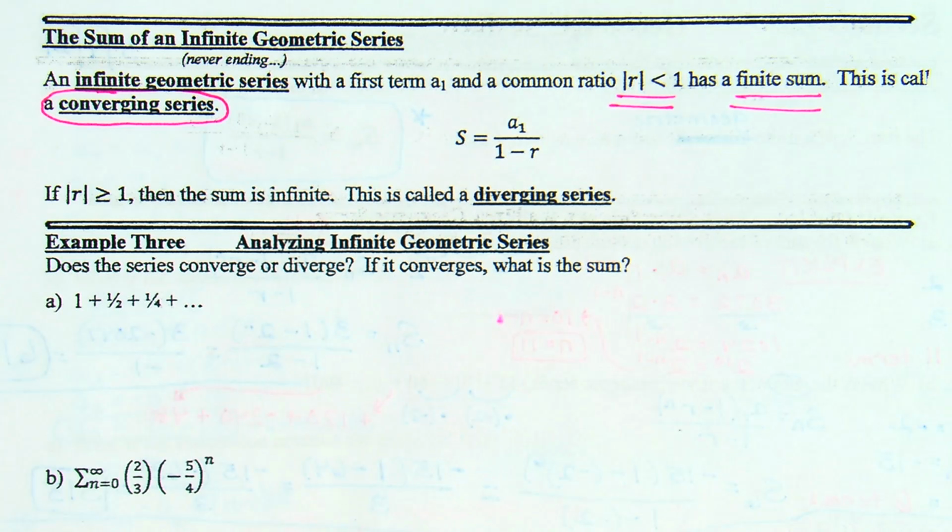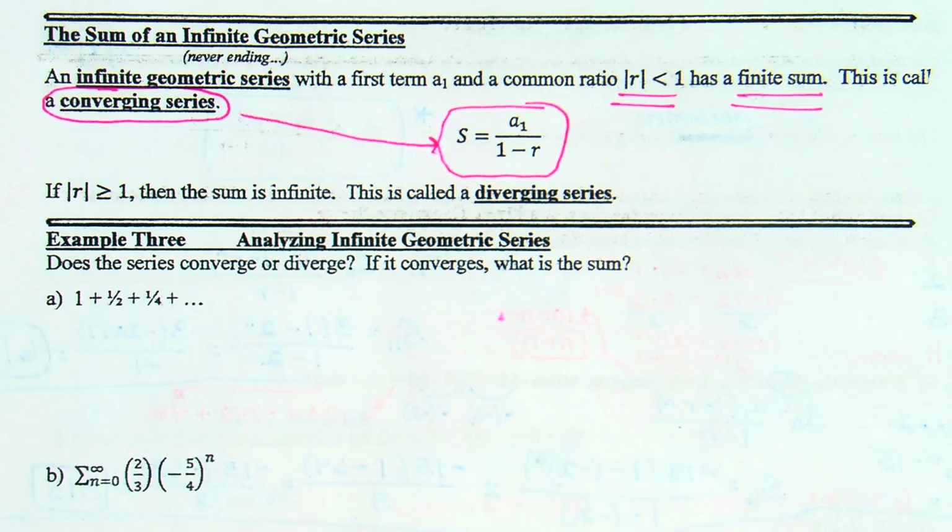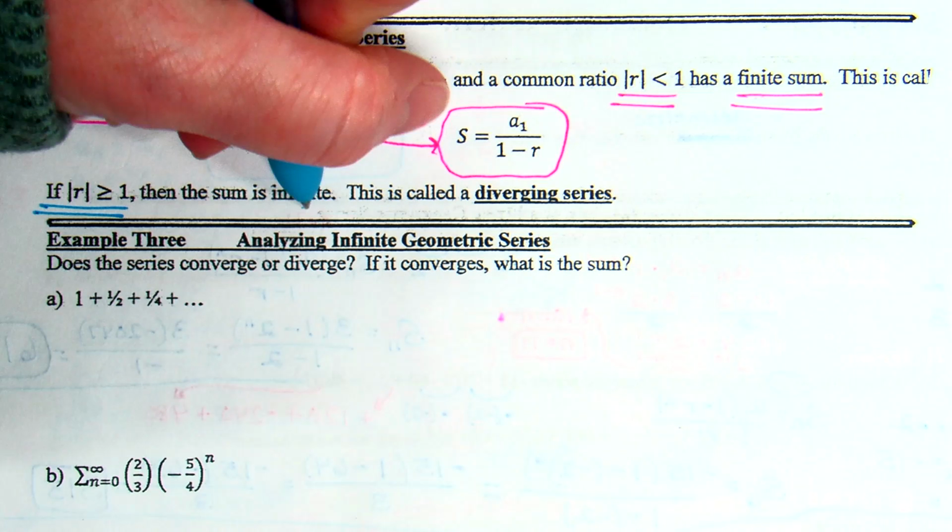However, that was if r is a number less than 1. What if the absolute value of r is a number greater than or equal to 1? Then the sum is infinite. Those numbers are getting increasingly bigger, so you're never going to be able to find the sum. And so this is called a diverging series, because it's not converging on one number, it's diverging. And notice, there's no formula for a diverging series, because you can't find that sum.